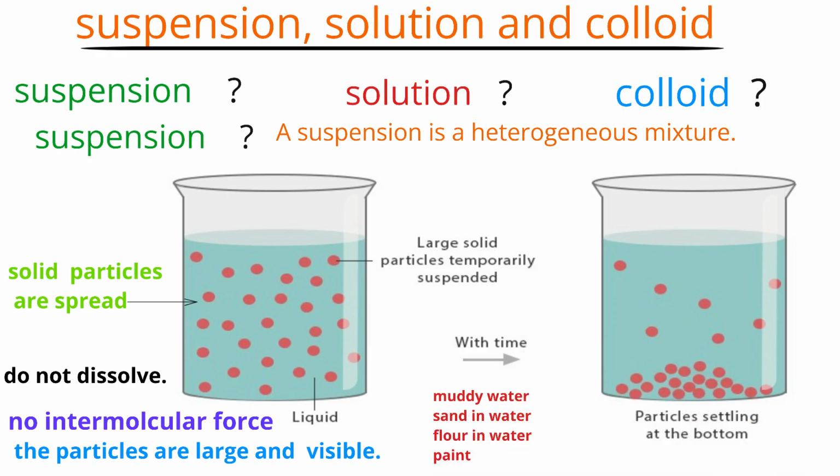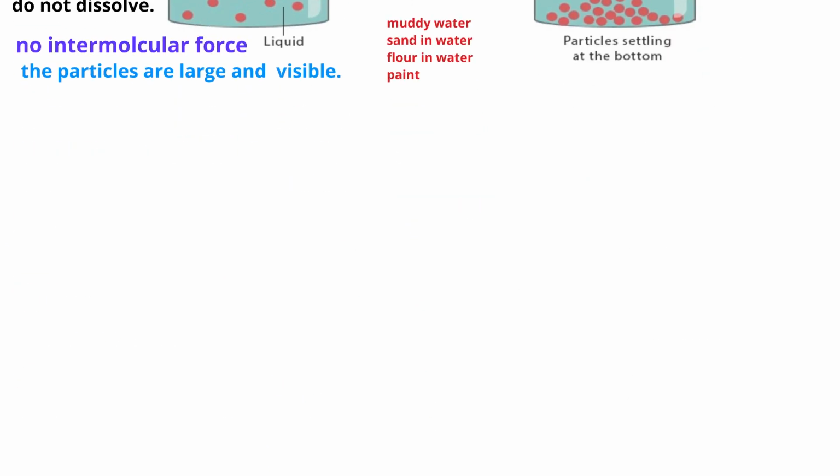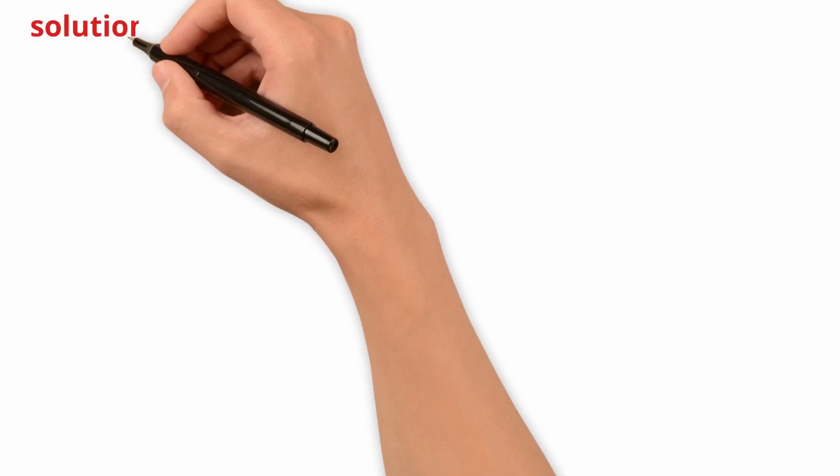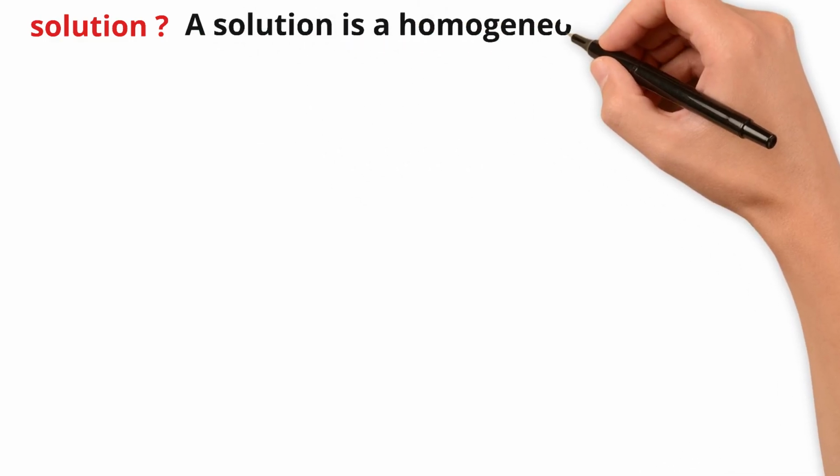Different examples are here. Mud water, sand in water, flour in water, paint, and so on are examples of suspension. Now, let us start with solution. A solution is a homogeneous mixture.